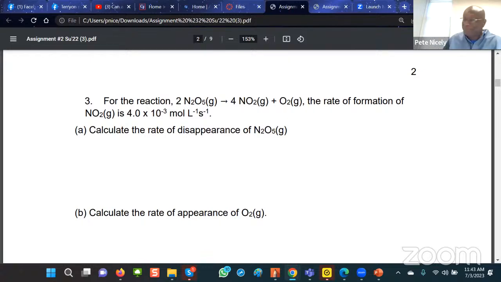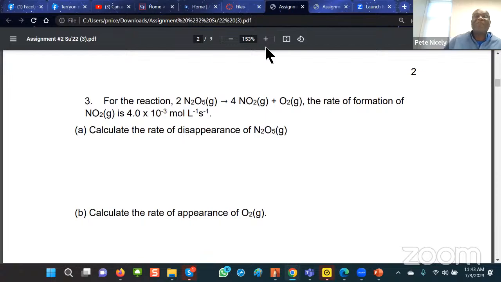All right, so as I was saying, this particular question deals with the stoichiometric relationship between the substances and how it affects the rate of change for the different substances involved. So they gave you a balanced equation here for the reaction. And it says that the rate of formation of NO2, which is one of the products, is 4.0 times 10 to the minus 3 mole per liter per second, right?